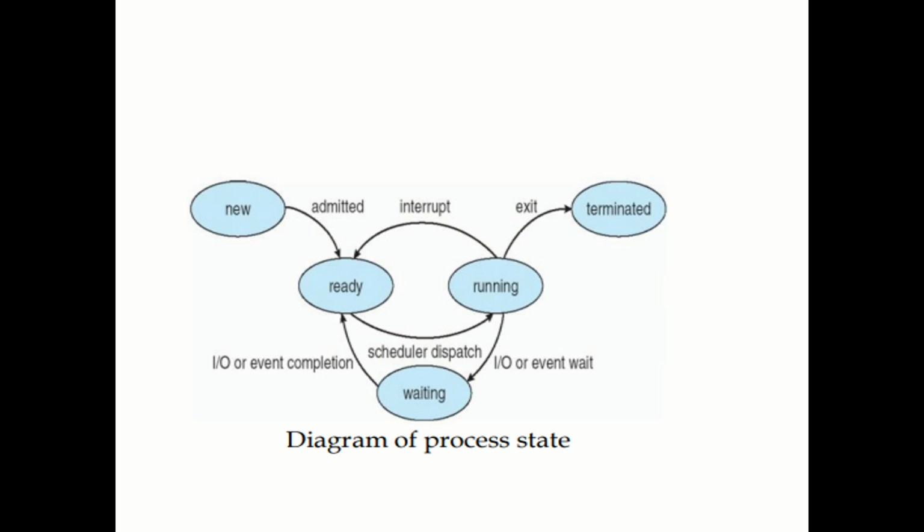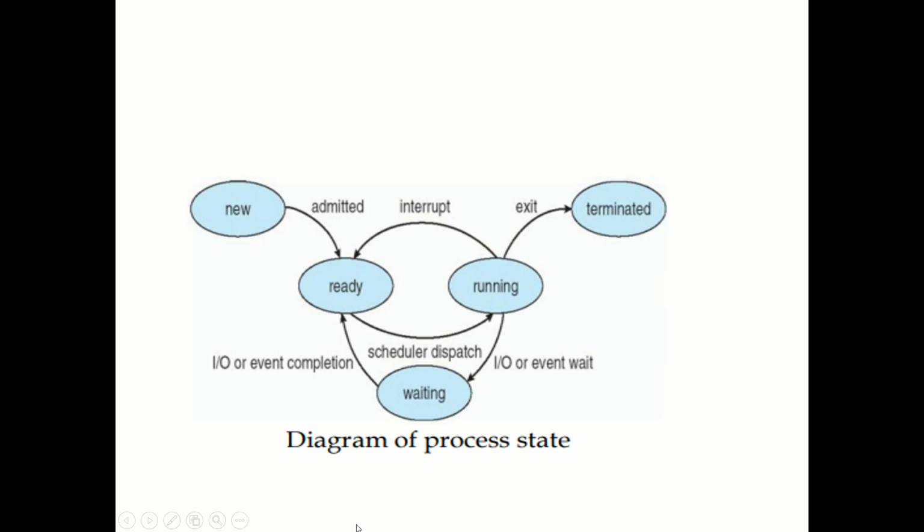Next stage is running. During this phase, the ready process is picked up from the ready queue by the CPU. Then it gets assigned to any one of the CPU cores and starts to execute the instructions line by line.